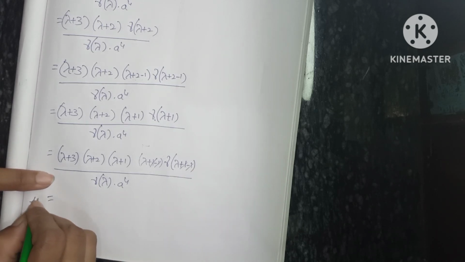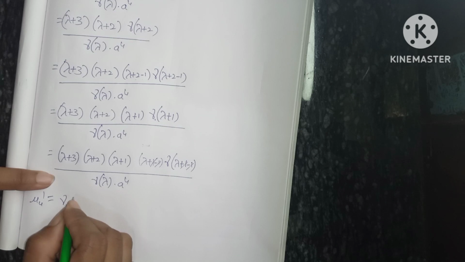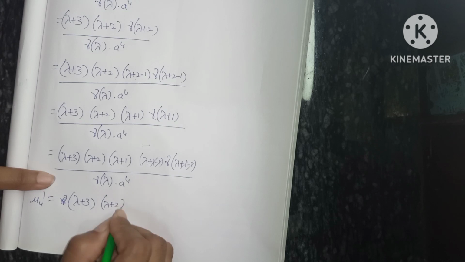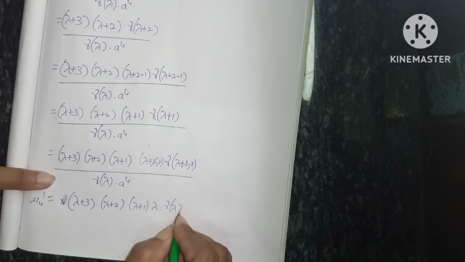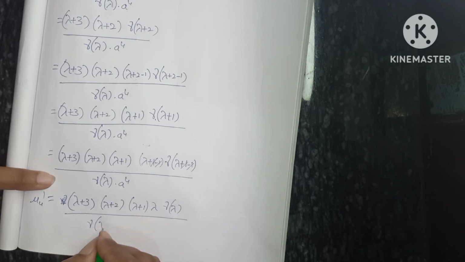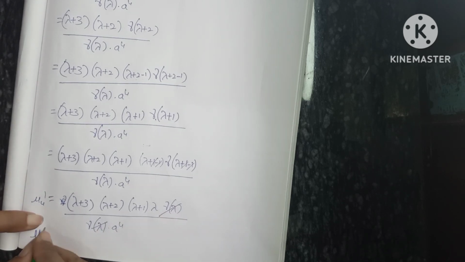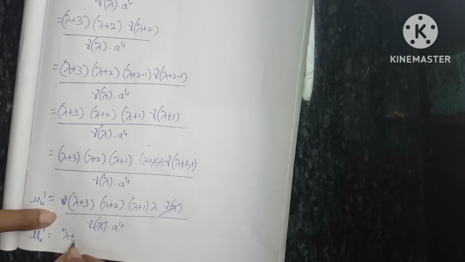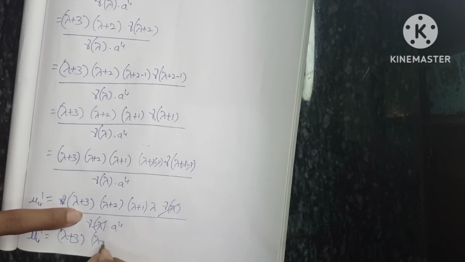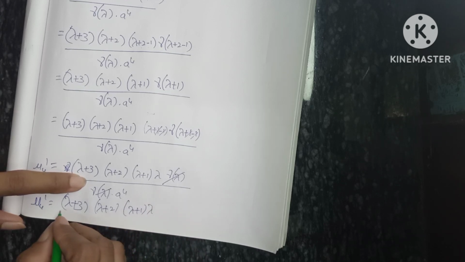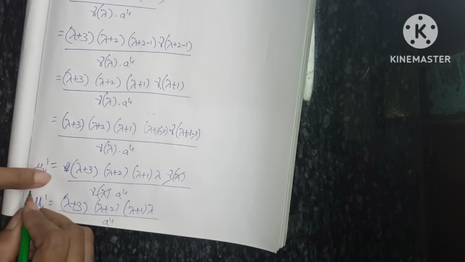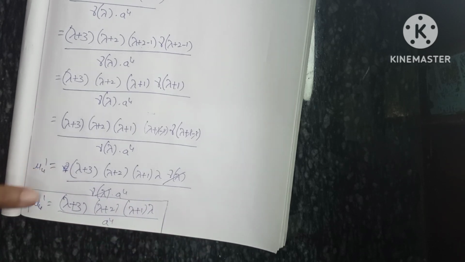So the final term is mu 4 dash equals (lambda + 3)(lambda + 2)(lambda + 1) gamma(lambda) by gamma(lambda) into a power 4. These both get cancelled. So the final term we have is mu 4 dash equals (lambda + 3)(lambda + 2)(lambda + 1) lambda whole by a power 4. That is the mu 4 dash answer.